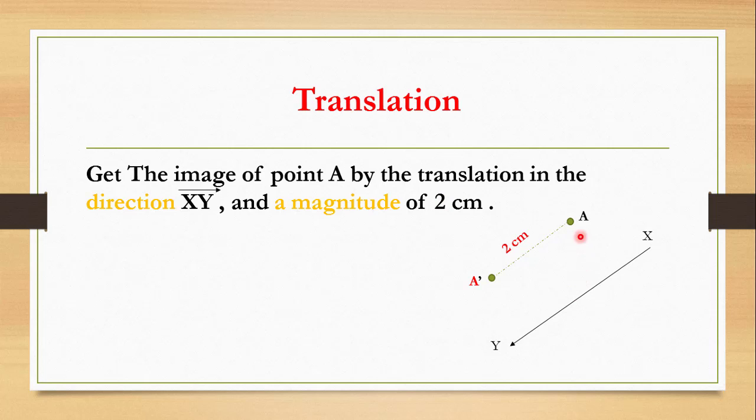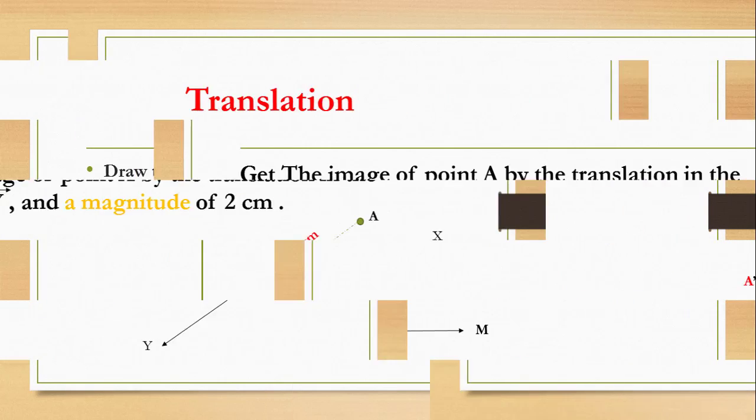Now this is the original point A and this is the image of A. In which direction? In the direction from X to Y. Draw a parallel line to this direction, measure the magnitude, which is 2 centimeters here, then put a new point, which is the image of A. Let's take another example.